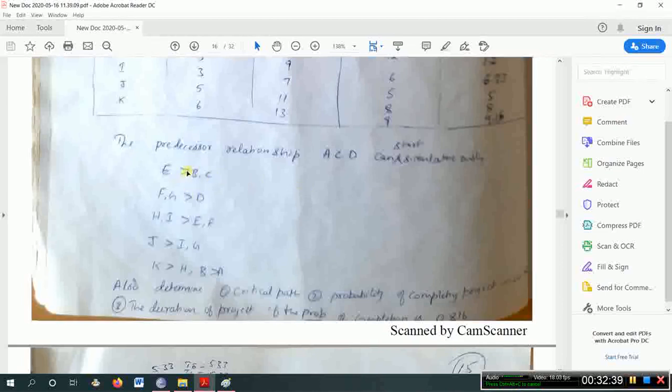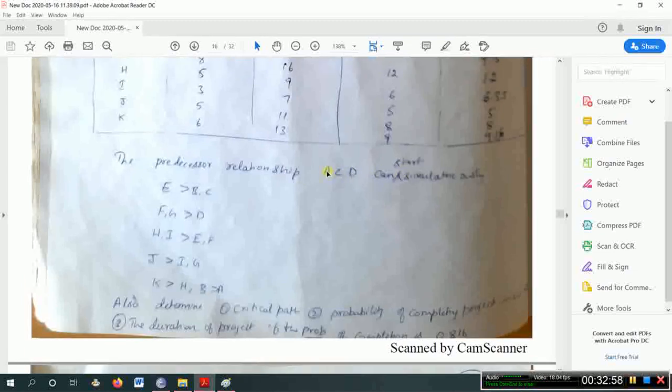So this indicates the less than side will be the predecessor, the greater than side will be the successor. After completing these two, it has to start, like that. If there is no predecessor, they'll give it like this: A, C, D start simultaneously, or in the previous type they may not give a predecessor for that. So this is about how to construct the network. So let us solve some problems on PERT.